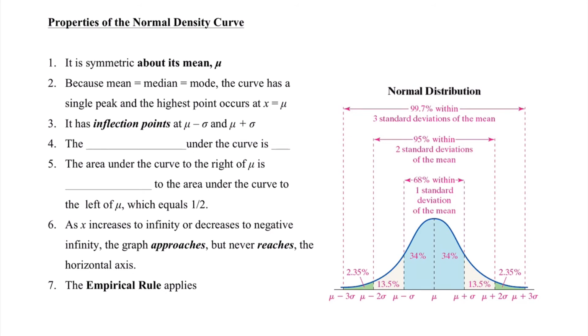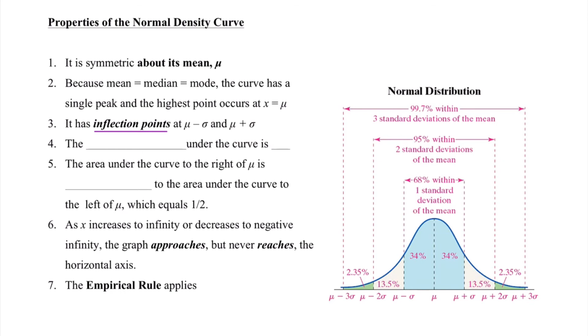Because the mean, median, and mode are all the same, the curve has a single peak, and the highest point occurs at x equal to mu. It has inflection points at mu minus sigma and mu plus sigma. It's not a huge emphasis, but it's just where the graph starts to change concavity. We're just planting that seed, though, in terms of the math that's behind the scenes.